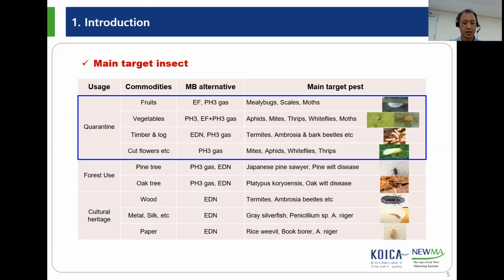The main pests in plant quarantine are as follows: mealybugs and scales, mostly in fruits; aphids, mites, thrips, and whiteflies, mostly in vegetables; termites, ambrosia and bark beetles in timber. You can read the rest later.